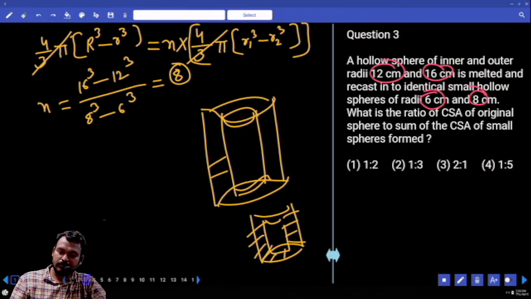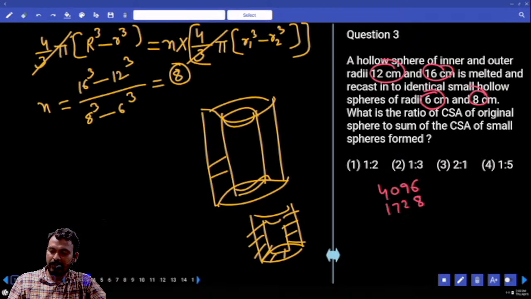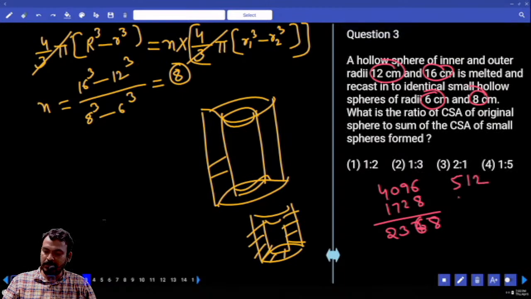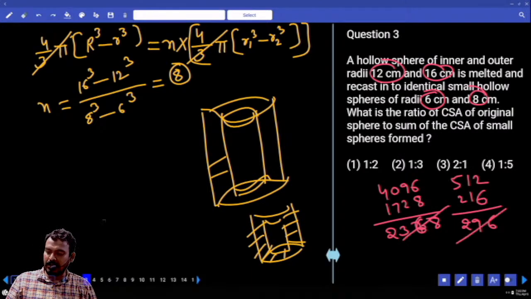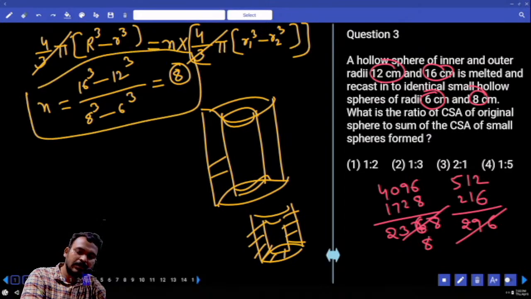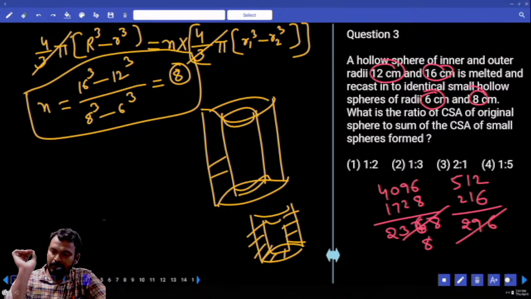What is 16 cube? 4096. What is 12 cube? 1728. The difference is 2368. Next, what is 8 cube? 512. 6 cube? 216. The difference is 296. Almost directly 8 times. What is the ratio? 8:1. So the number of smaller hollow spheres is 8.